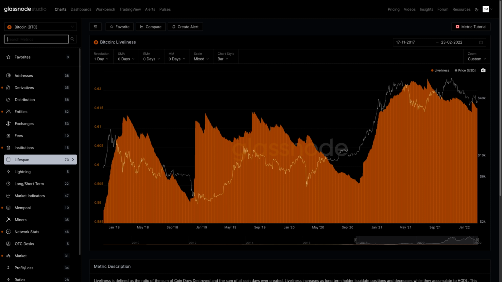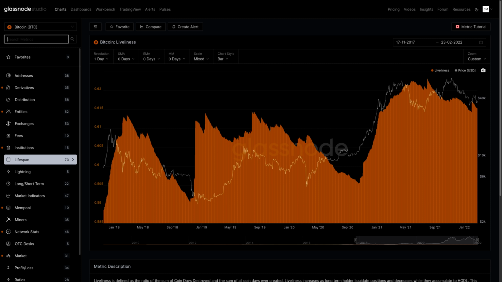Now we can also look at a very big picture metric. We're looking now at the concept of lifespan. So lifespan is, for every coin that's in the circulating supply, how long has it remained dormant? Liveliness is a very big picture metric. It looks at all of the coin days that have ever been created, and it takes them into a ratio with all of the coin days that have been destroyed.